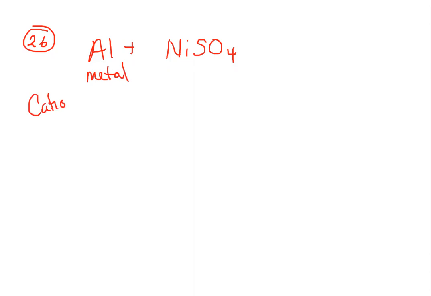Okay. We've got Al plus NiSO4. Okay. Al is what? Aluminum. Is aluminum a metal or a non-metal? Metal. Since aluminum is a metal, that tells you that this is cationic. Okay, so aluminum has a plus charge. It's going to change places with Ni, which is nickel. So we've got aluminum has a charge of +3. That was so wrong.